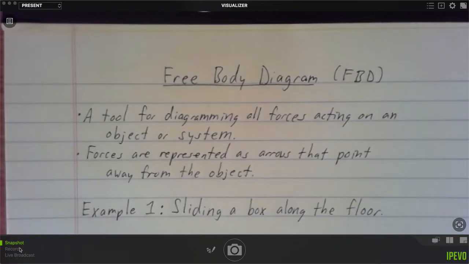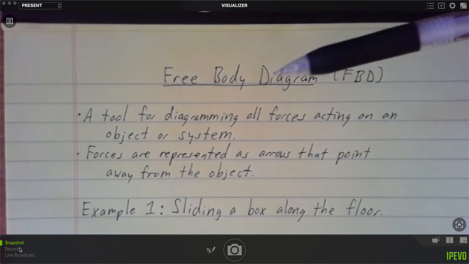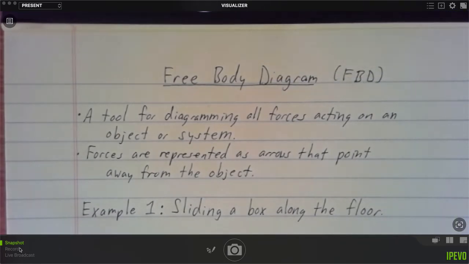All right, in this video, we talk about free body diagrams. So your general notes here: a free body diagram is a tool that we use in physics all the time, and it's a diagram. So we diagram all the forces that act on an object or a system.